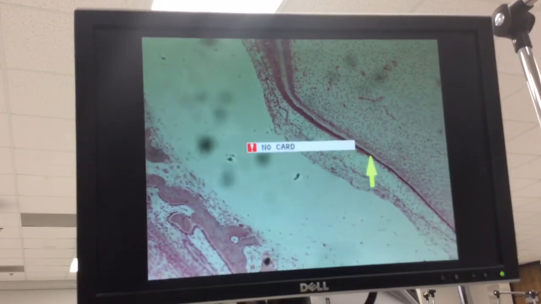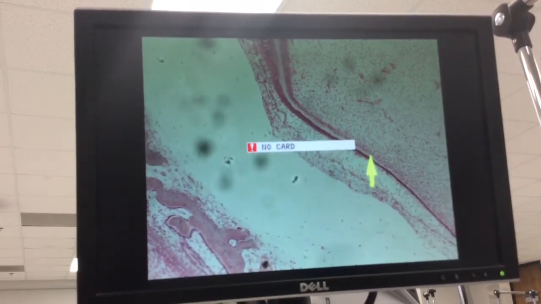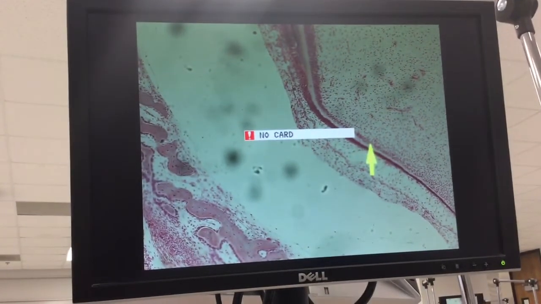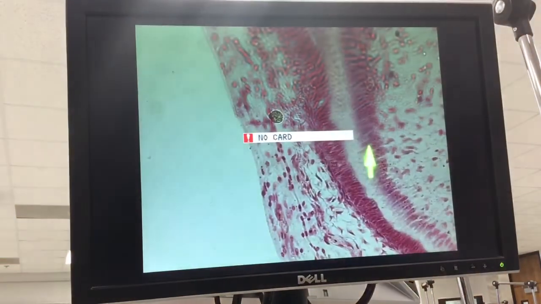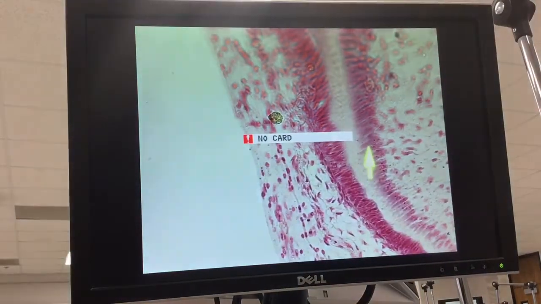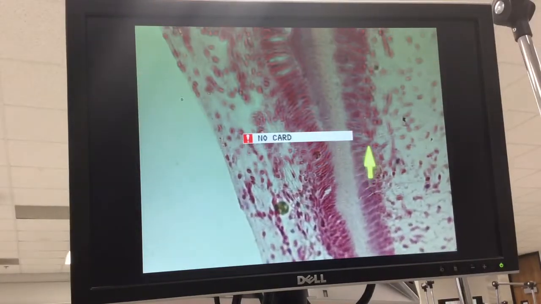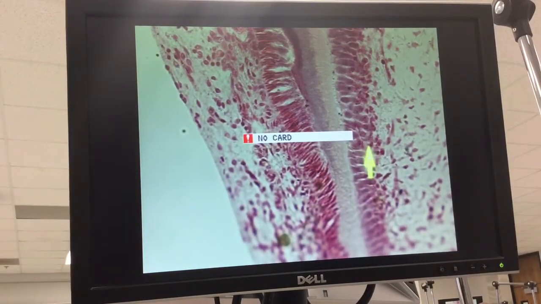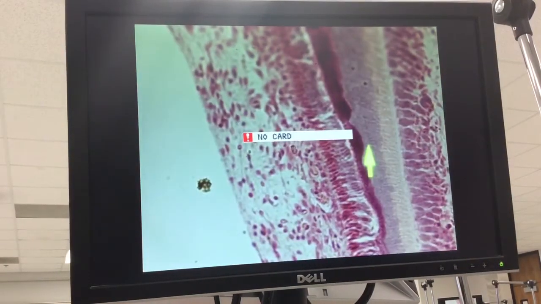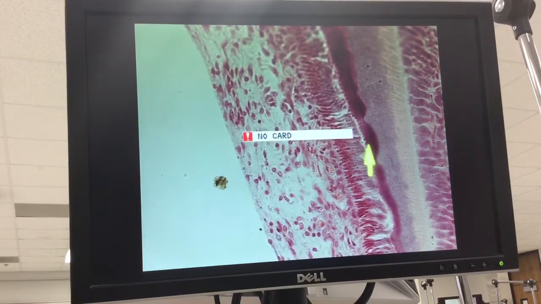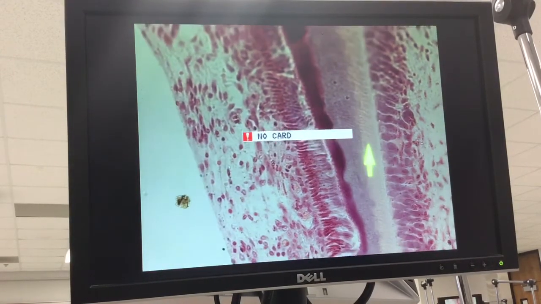So as we move back down here, we can see just a hint of that cell-free zone right in that area, and you can see those odontoblasts starting to differentiate from the dental papilla. So as we go up to the high dry, there are the odontoblasts. And as we come up and get this focused, we can see the predentin and the dentin. There's the enamel beginning to form. And you can see the dentinal tubules.